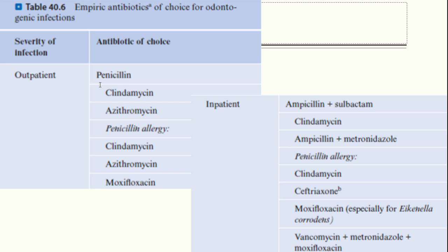Now, in an outpatient clinic, we can give the patient penicillin, clindamycin, azithromycin. We can give azithro, clinda, moxifloxacin if the patient has penicillin allergy. In an inpatient, we can give ampicillin and sulbactam, ceftriaxone, clindamycin, ampicillin with metronidazole. We can do a combination of antibiotics. We can prescribe two antibiotics: one that works on gram positive and one that works on gram negative, one that works on aerobic bacteria, one that works on anaerobic bacteria.